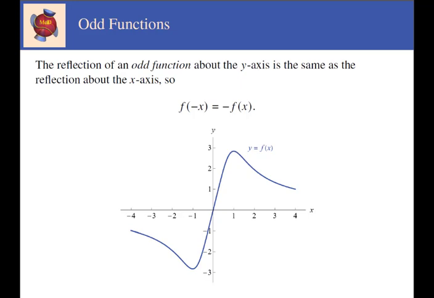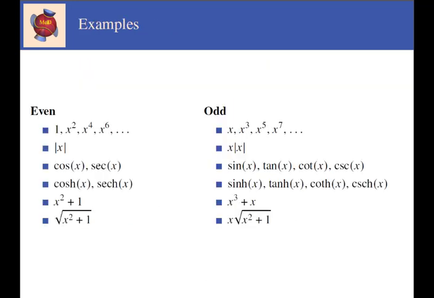Now, students are often taught that odd functions are the same when rotated around the origin. That is, of course, equivalent, but it makes it harder to see where the equation f of minus x equals minus f of x comes from. Let's look at some examples. X to an even power is even, and x to an odd power is odd.